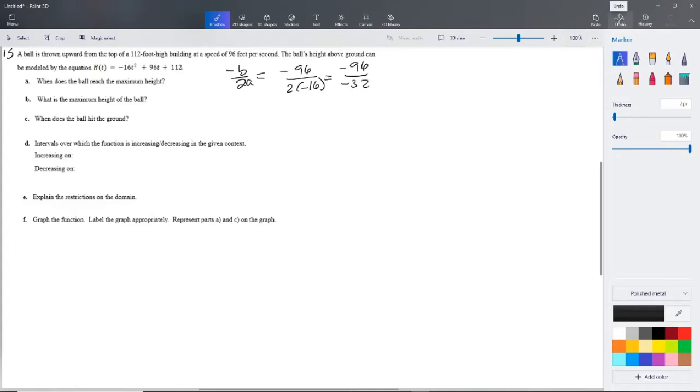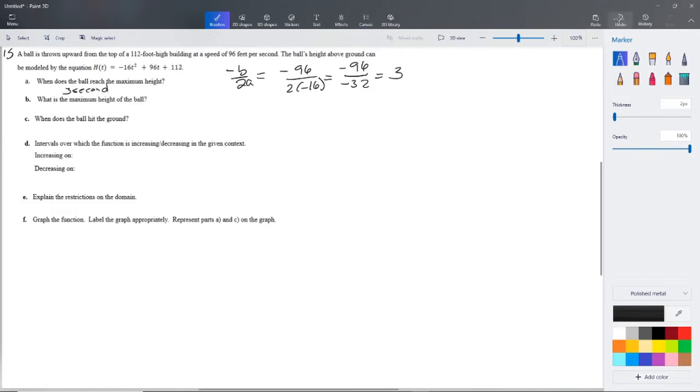And you know, if you take 32 times 3, you get 96. And so the answer is going to be 3 for that one. As in 3 seconds after we launch the ball, it will reach maximum height. So that actually answers part A. When does the ball reach maximum height? 3 seconds.